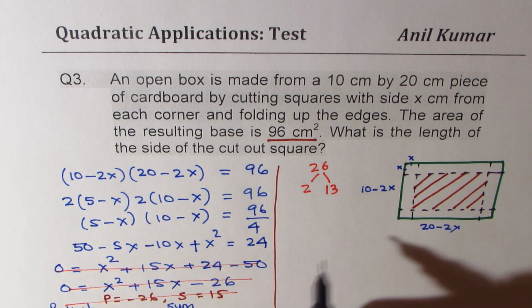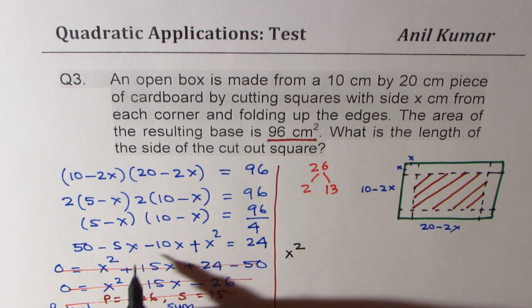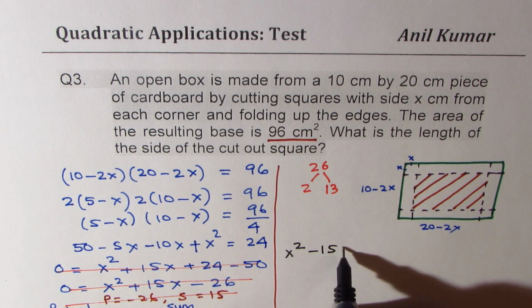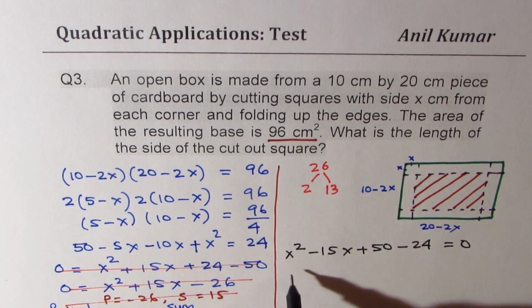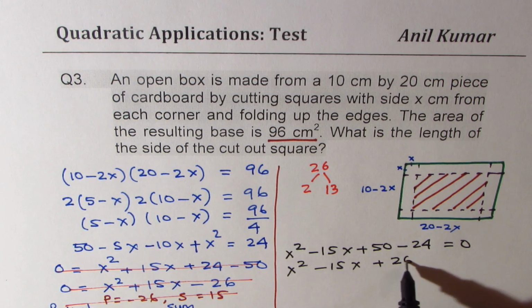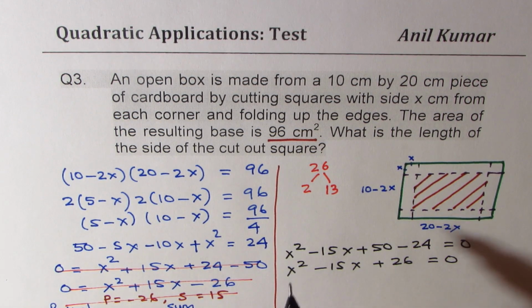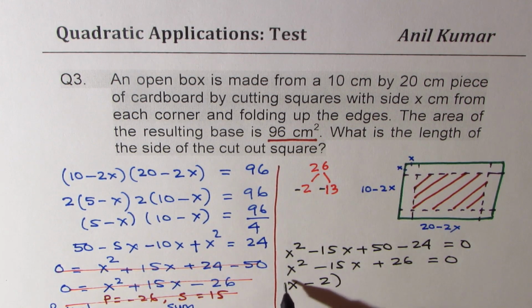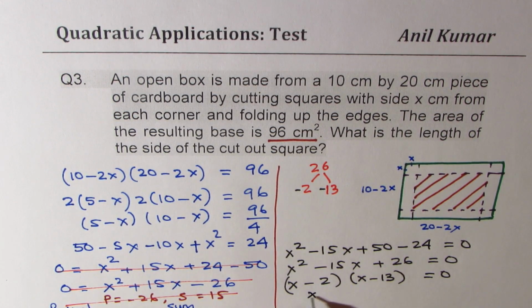So we'll keep x squared on the left side. So we have x squared, and we'll bring 24 to the left now. And we have minus 15x plus 50 minus 24 equals to 0. Now it makes sense. X squared minus 15x, and that is plus 26 equals to 0. So now it makes sense. Both the numbers could be negative. So when you add them, you get 15. So we get x minus 2 times x minus 13 to get 0. So that means x could be equal to 2 or x equals to 13.